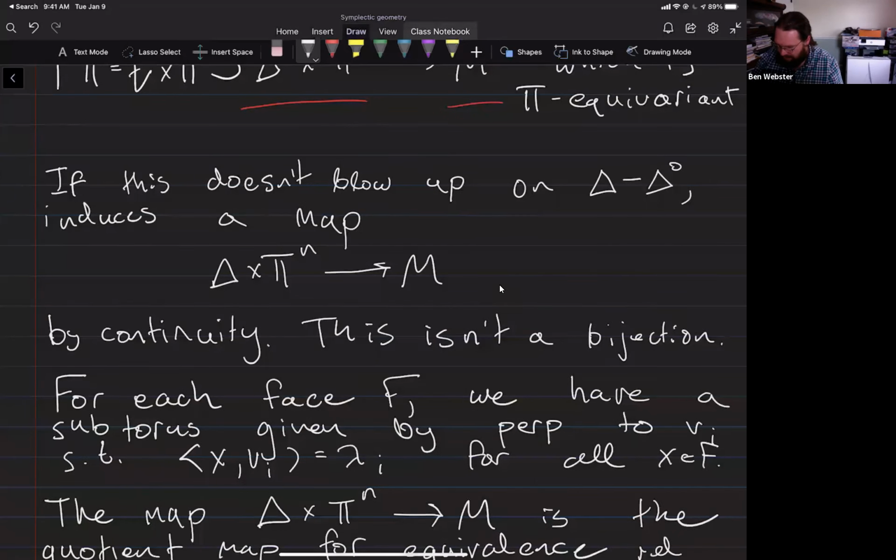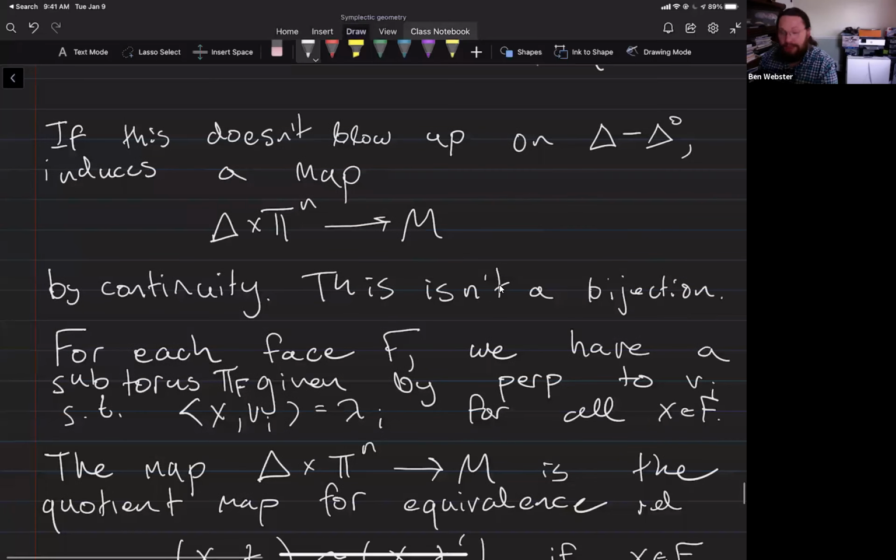So there is a subtorus T_F corresponding to my face. And so the existence of a non-trivial stabilizer tells me that this map is definitely not a bijection, because the source has a free T action and the target doesn't. All right.